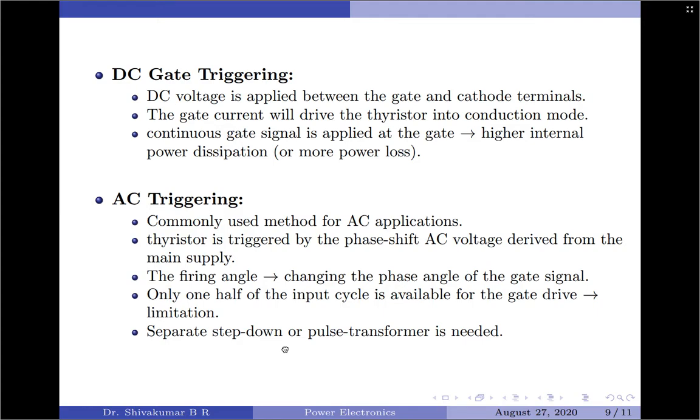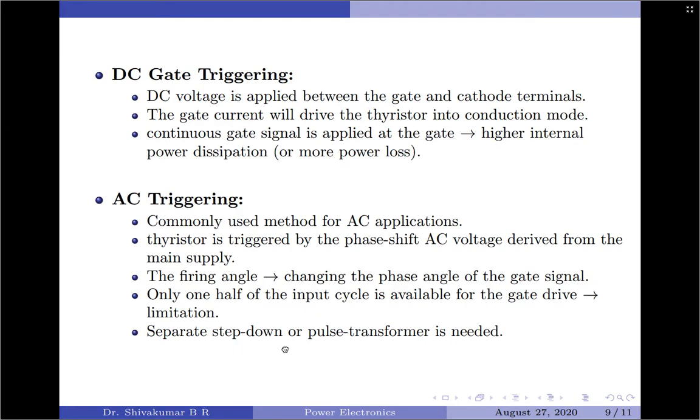Right, starting and discussing about the DC gate triggering. In this type of triggering, a sufficient DC voltage is applied between the gate and cathode terminals in such a way that the gate is made positive with respect to the cathode. The gate current will drive the thyristor into conduction mode. In this, a continuous gate signal is applied at the gate and hence it causes higher internal power dissipation, or in simple words, higher power loss.